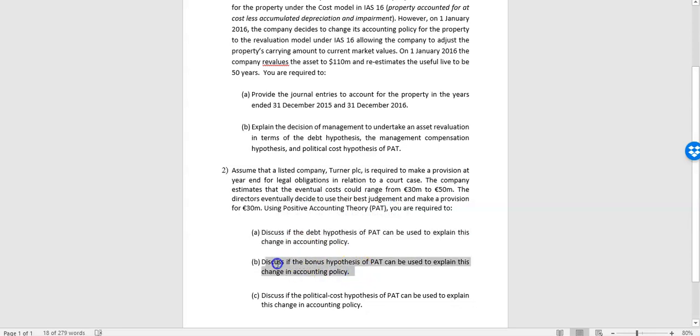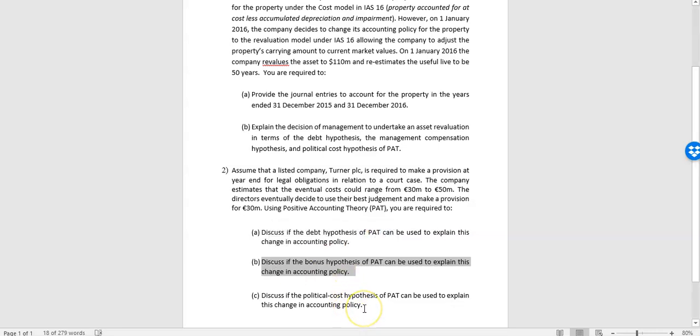Similar logic for the bonus plan hypothesis. By choosing a lower provision, you have a higher profit. And if your bonus, so management bonuses, is based on profitability, then this bonus hypothesis can help explain why a manager would choose 30 million instead of choosing 50 million. By choosing the 30 million, you lower your costs and you increase your profits. And higher profits means higher bonuses. And that's what's predicted by positive accounting theory.